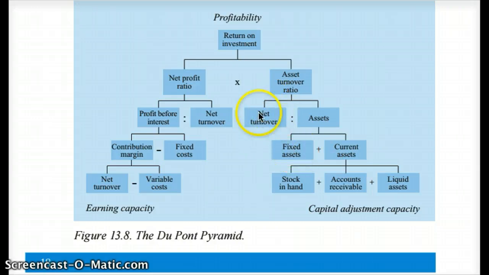Because if you see the net turnover divided by assets, of course, it's extremely important for the company not to have too many assets. It's important that the net turnover is as high as possible and still the assets are controlled. This will tell us that if the net turnover goes up and the assets stay the same, the asset turnover ratio will increase. This also affects the return on investment.